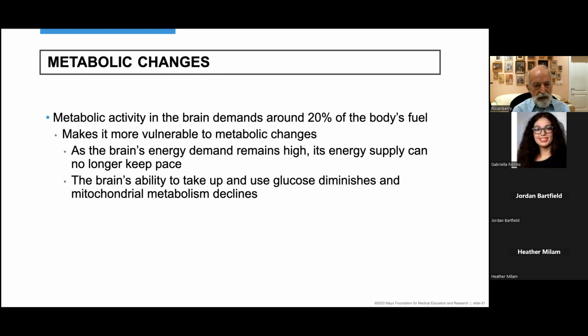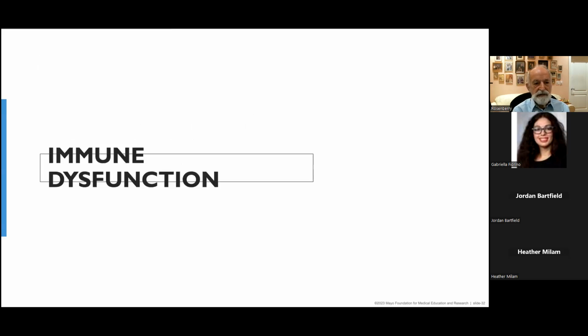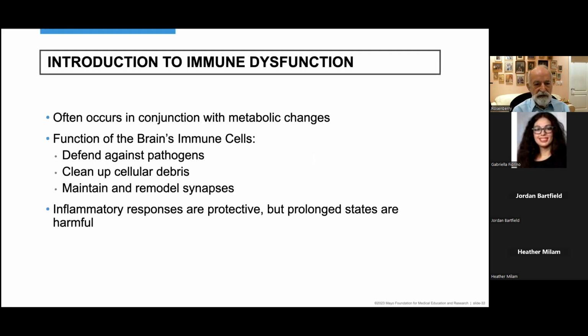It makes the brain more vulnerable to metabolic changes. As the brain's energy demand remains high, its energy supply can no longer keep pace, and the brain's ability to take up and use glucose diminishes and mitochondrial metabolism declines. Next. Immune dysfunction often occurs in conjunction with metabolic changes.